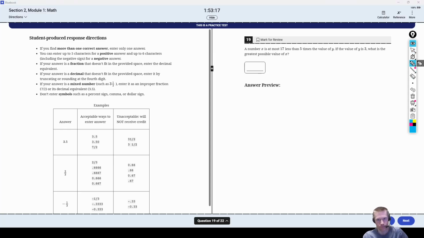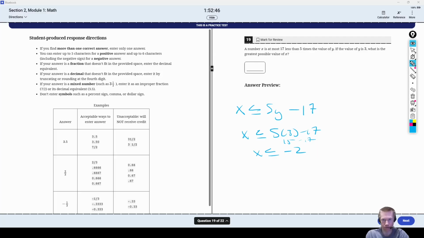Okay, next. We have an inequality here, which turns out to be x is less than or equal to, because it says at most, which means this is the ceiling for x. It can't be higher than it. 17 less than means we're subtracting 17 from 5y. Then it tells you y is 3. So x is less than or equal to 5 times 3 minus 17, which is 15 minus 17, or negative 2. What is the greatest possible value of x? x can at most be equal to negative 2, and that's your answer.